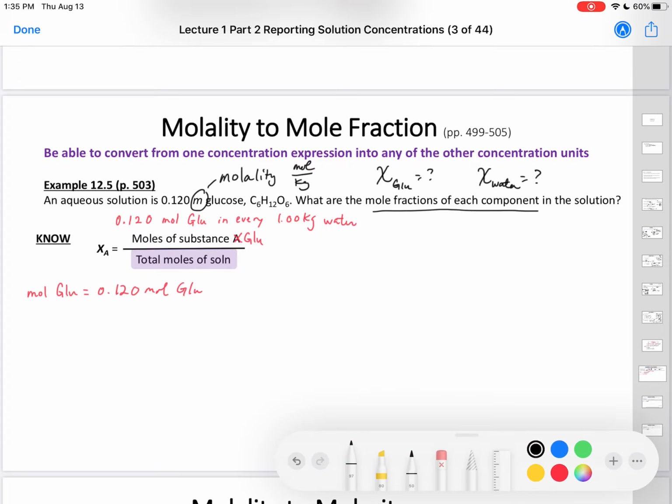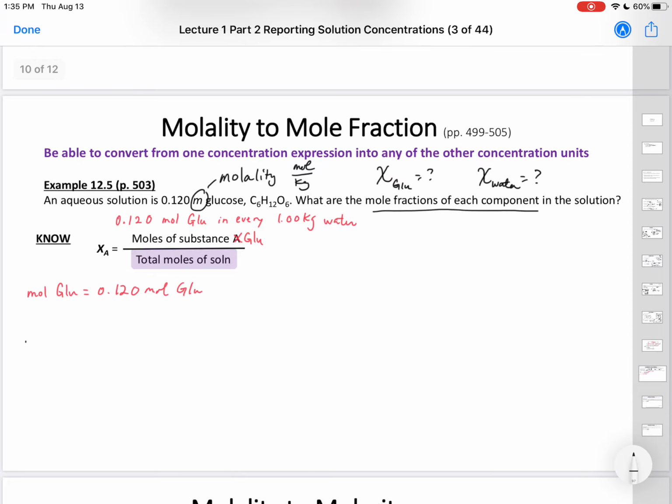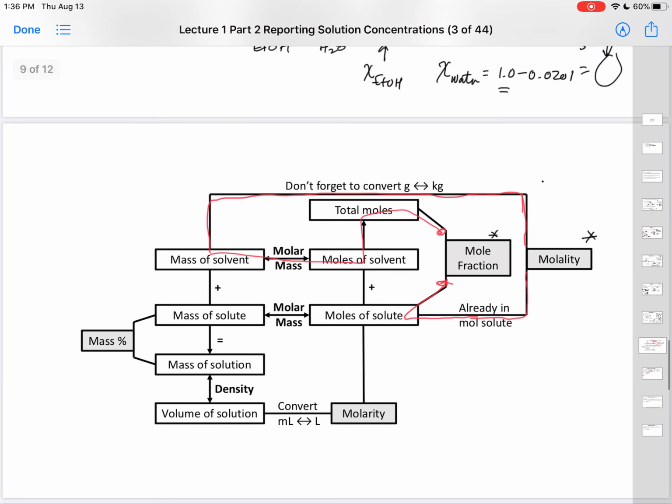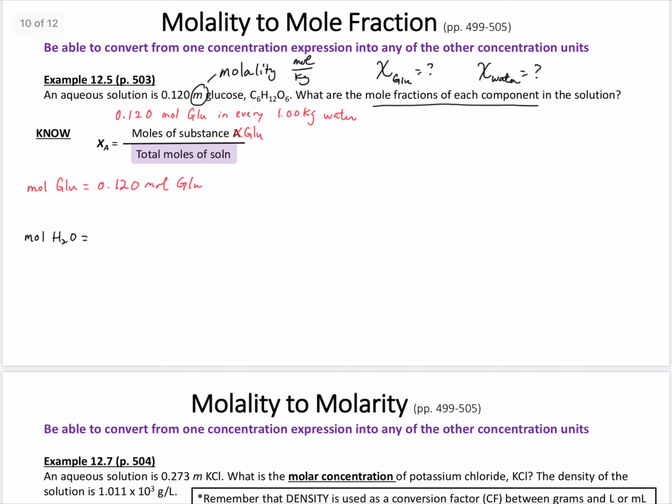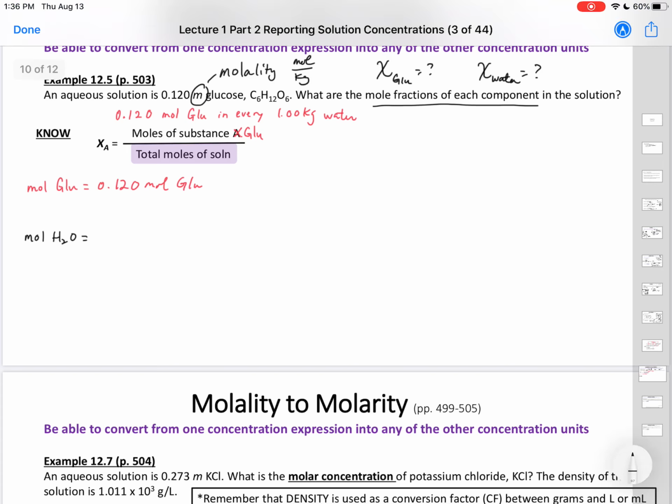Then you need to figure out the total moles. And to figure out the total moles, you do need the moles of water first. And then with the moles of water, you're going to add that to the moles of glucose to get the total moles. So again, you should follow this little chart. You're going to go from kilograms to grams, and then grams to moles, right? So let's do that. We're going to go 1.00 kilograms, okay, kilograms to grams, and then grams to moles.